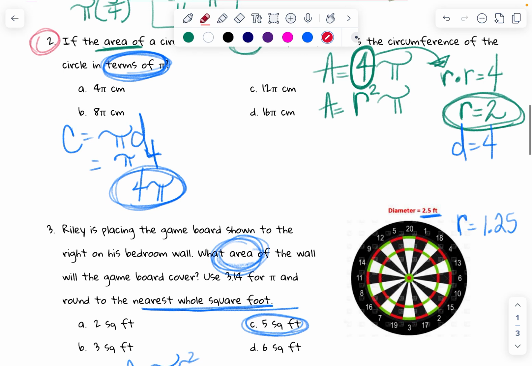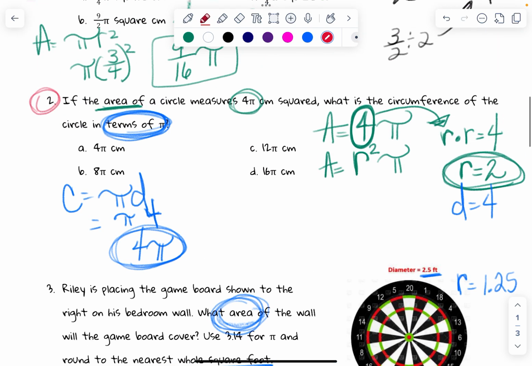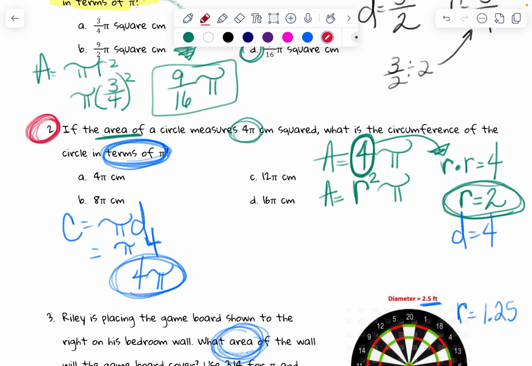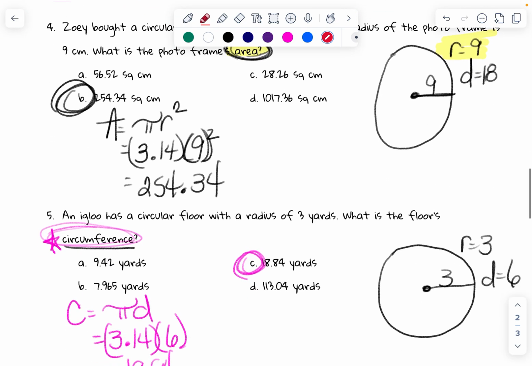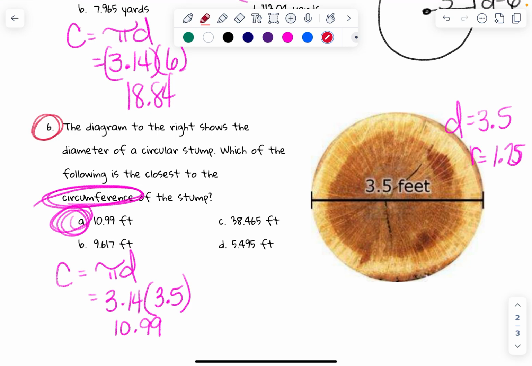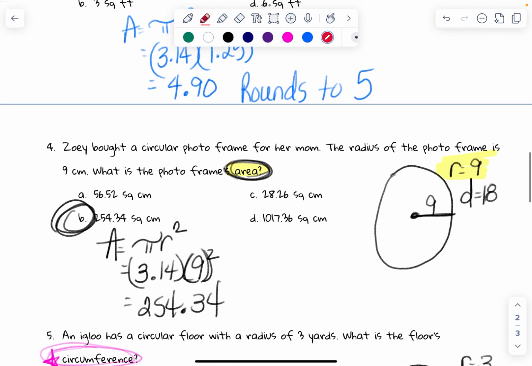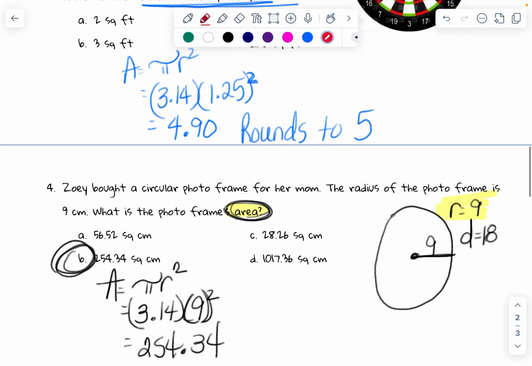Those are going to be the ones that are going to be the hardest for you. Being able to write things in terms of pi. And I will say that number 2, right here, was one that I marked as one that was like the test. Number 6 was also one that I marked that was like the formative.